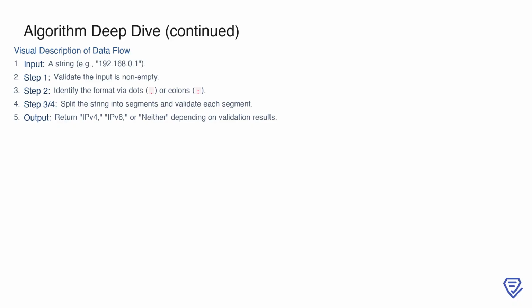For IPv4, the segments must be numeric and fall within a specific range. For IPv6, the segments must be valid hexadecimal strings of appropriate length. Finally, based on the results of these validations, the algorithm outputs IPv4, IPv6, or neither, providing a clear determination of the input's validity as an IP address.